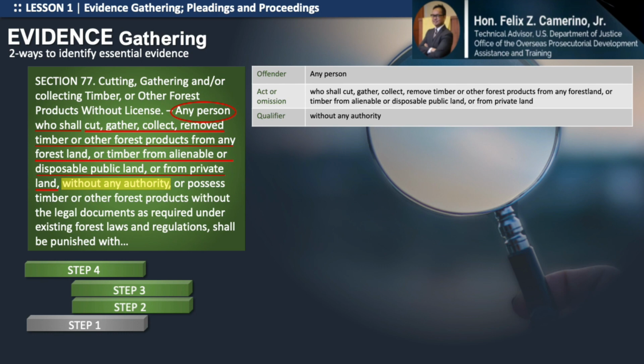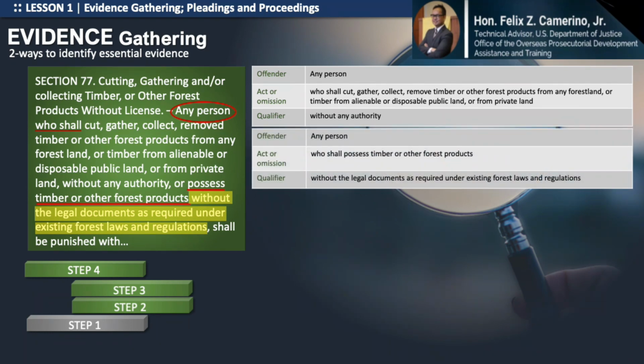So let's see if we could, from the same section, identify the second circumstance requiring its own worksheet. And we can. So first, we know that it also refers to any person who shall, and the act here is possess timber or other forest products. Okay, and it also has a qualifier that's highlighted there. The qualifier, of course, is that they possessed timber or other forest products without authority.